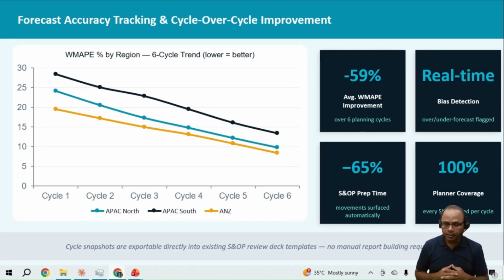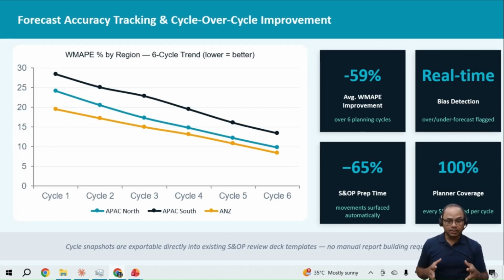That 59% average WMAPE improvement over 6 cycles is not accidental. It happens because DemandIQ makes every cycle's performance visible and comparable. Planners can see which SKUs they consistently overforecast. Managers can see which regions have a structural bias. And the system's cycle snapshots surface the key movements automatically. So the S&OP meeting preparation time drops by 65%.